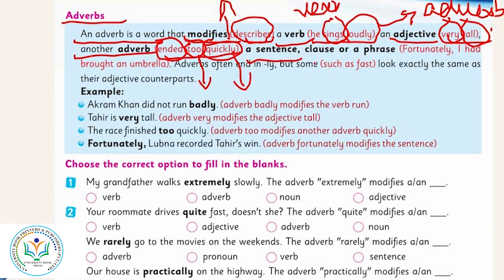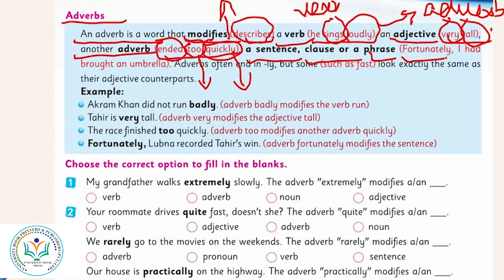A sentence, clause or a phrase. Sentence और clause एक ही होता है जिसमें आपका subject, verb और object हो. Phrase क्या होता है? Phrase is a group of words which does not give you any full meaning or contain any full message, but it is a part of the sentence which is necessary.